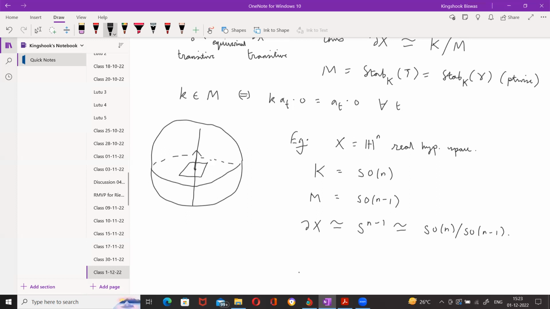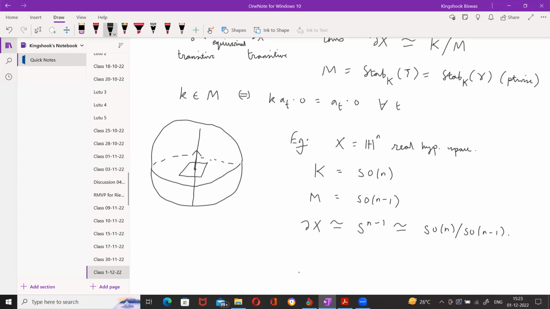You have the map from the unit tangent sphere at a point to the boundary. That map is always a homeomorphism. So the boundary is always a sphere topologically, an n minus 1 sphere. But this K mod M for higher rank symmetric spaces is no longer a sphere topologically. K mod M turns out to be the Poisson boundary for higher rank symmetric spaces.